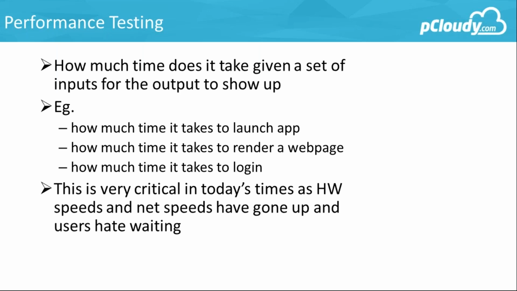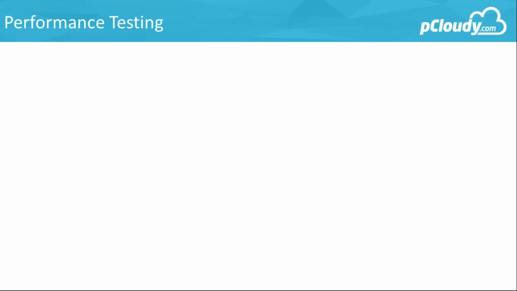And this is very critical in today's time as hardware speeds and net speeds have gone up, and users simply hate waiting. They just don't like waiting. The competition is so hot that, for example, in the real estate market or the consumer retail market, there are multiple apps out there, and if it is taking time and people have to wait longer, they will just switch to another app. It's not like the old days when you had to walk to a mall, and if you didn't get something there, you'd have to go to another mall. Everything is available on the mobile device. If your app is not able to take care of it, you will quickly shift to the other app.